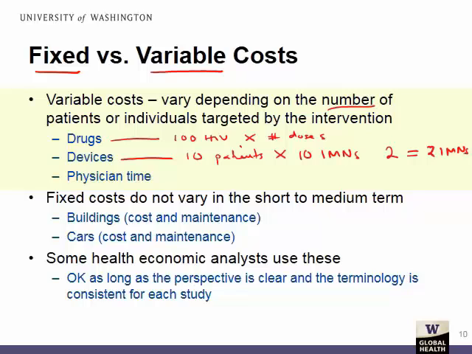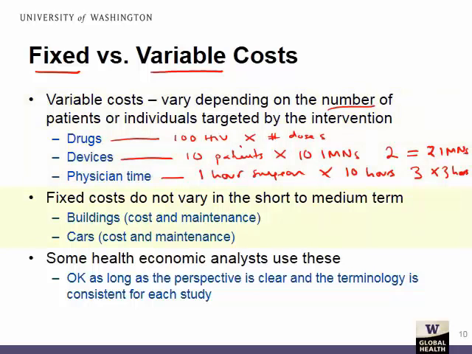Same thing with physician time to operate these patients, maybe you need an hour on average of surgeon time, and you can multiply this by 10 patients to get 10 hours of surgical time. If you have 3 patients, then you only need 3 hours of the surgeon's time. So depending on the number of patients, then you expend a different amount of cost.